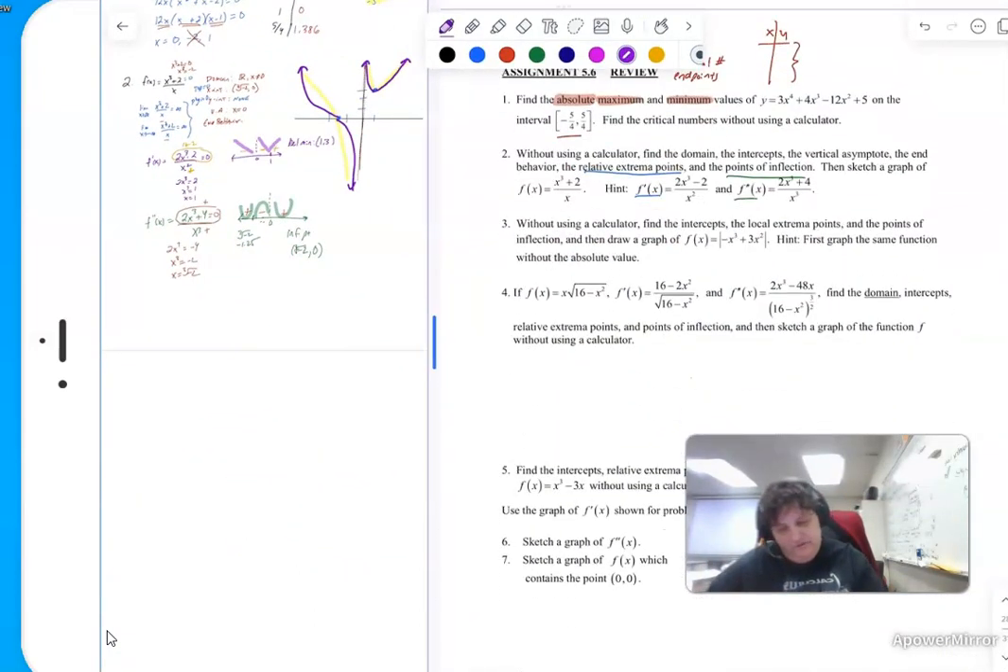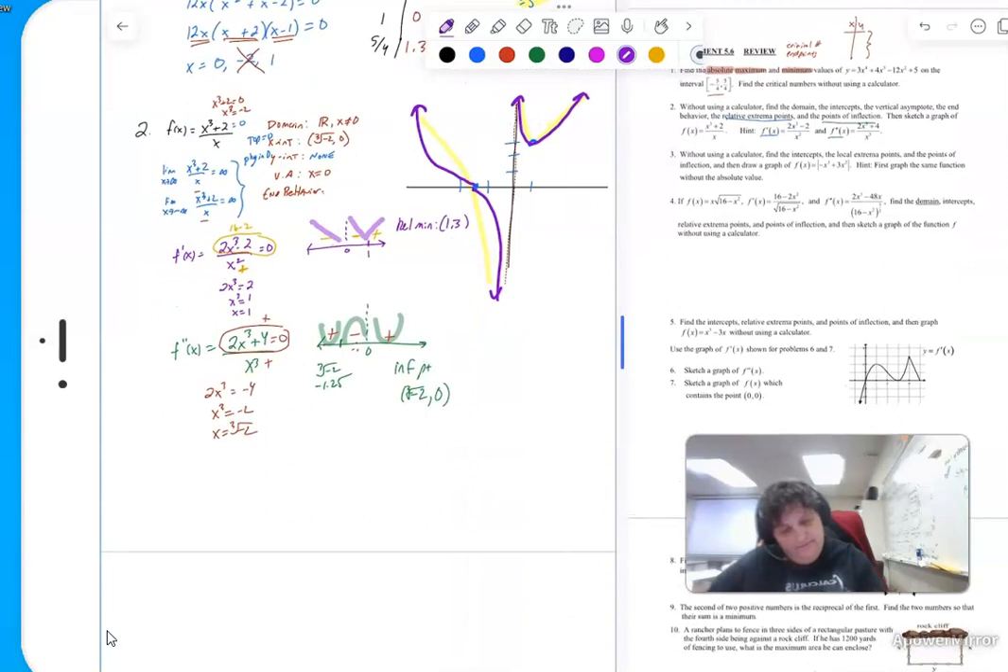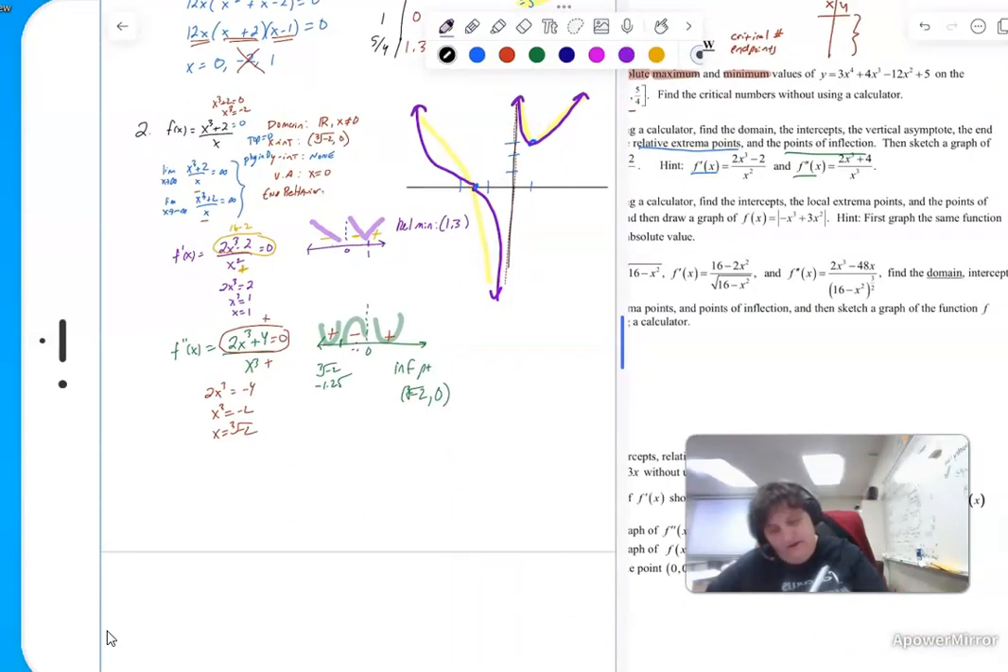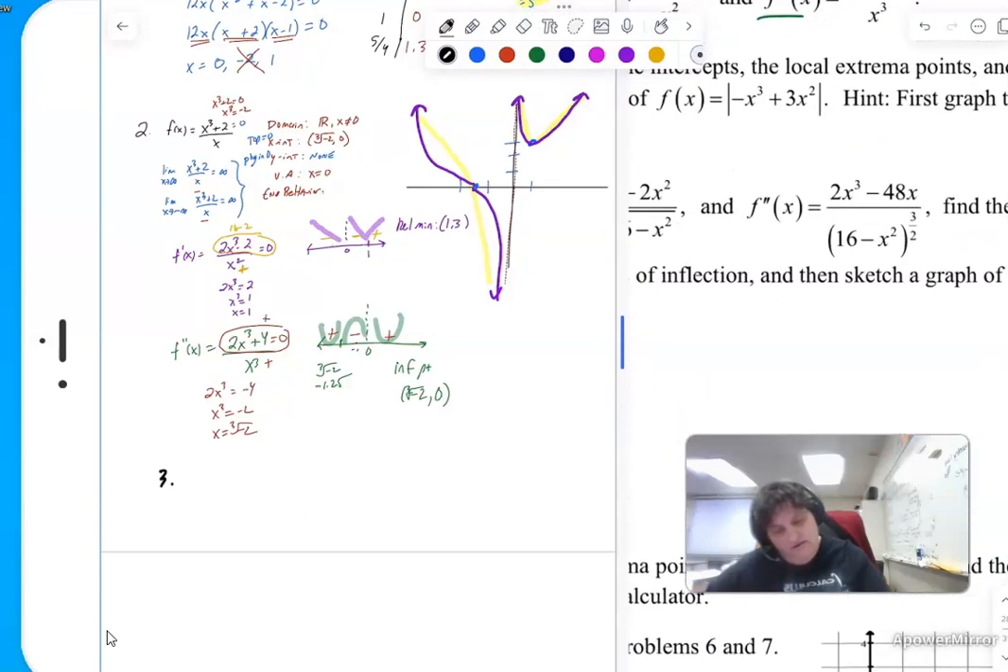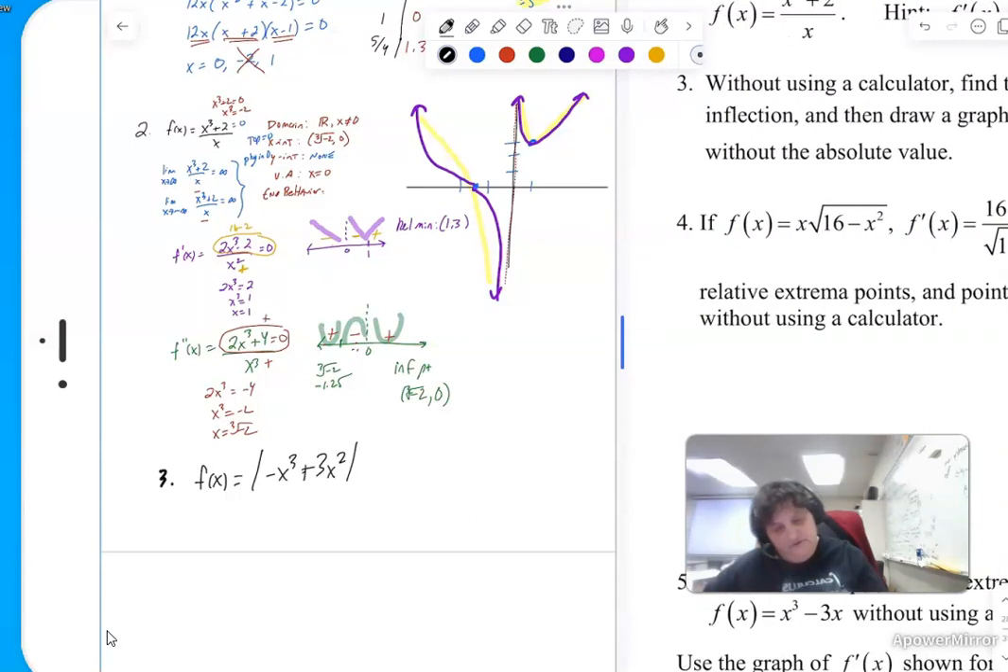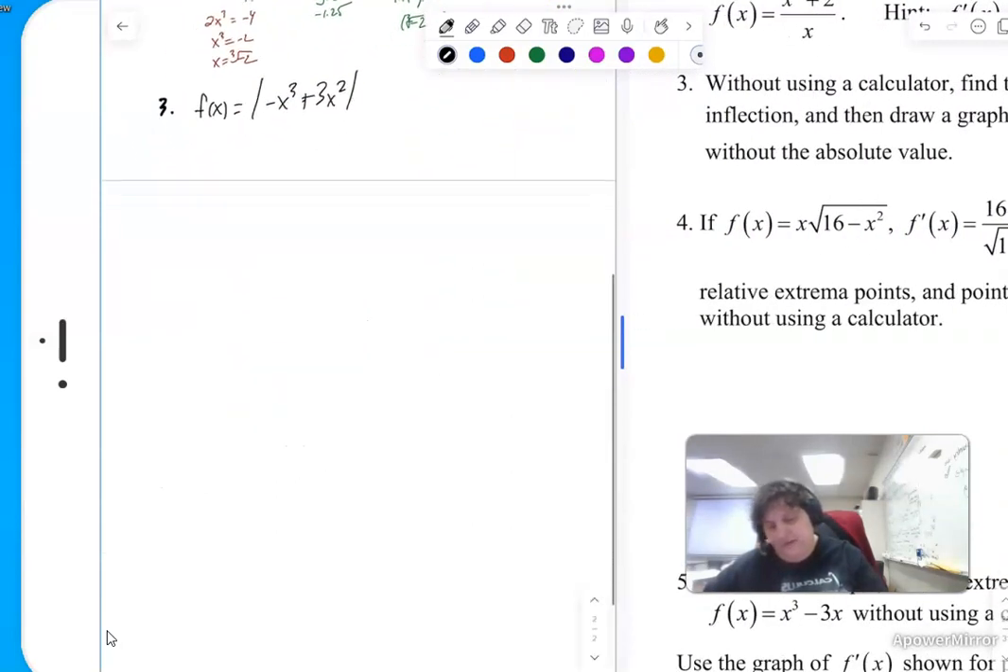Let's move on to number 3. Without using a calculator, find the intercepts, local extrema, points of inflection, and draw a graph of the absolute value of negative x to the third plus 3x squared. Hint, first graph the same function without the absolute value. Okay, check it out.